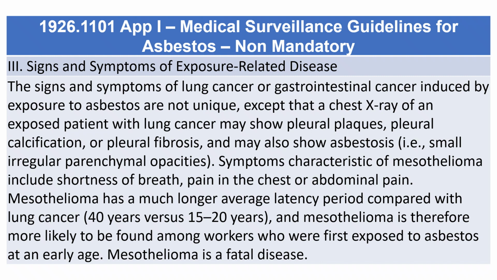Symptoms characteristic of mesothelioma include shortness of breath, pain in the chest, or abdominal pain. Mesothelioma has a much longer average latency period compared with lung cancer, 40 years versus 15 to 20 years, and mesothelioma is therefore more likely to be found among workers who were first exposed to asbestos at an early age. Mesothelioma is a fatal disease.